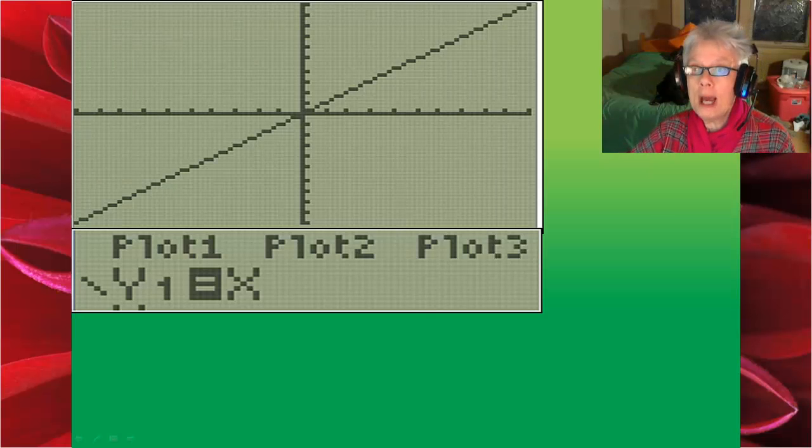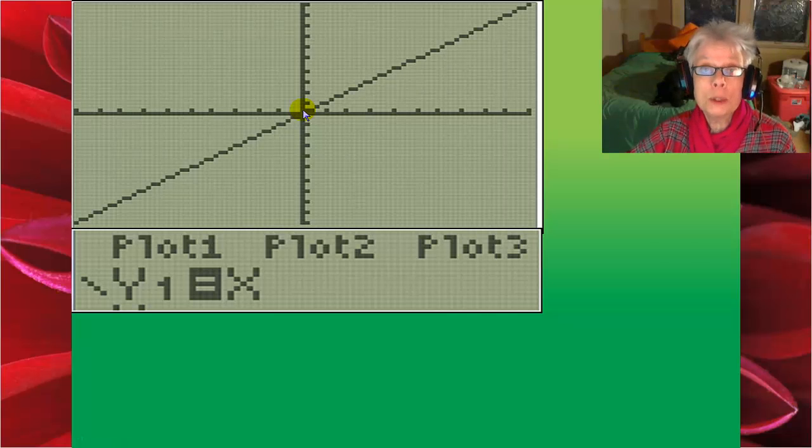This is the graph of y equals x. You know y equals x. It's a diagonal line going through the origin of what we call the Cartesian plane, the x and y axes. Y equals x, or f of x equals x.